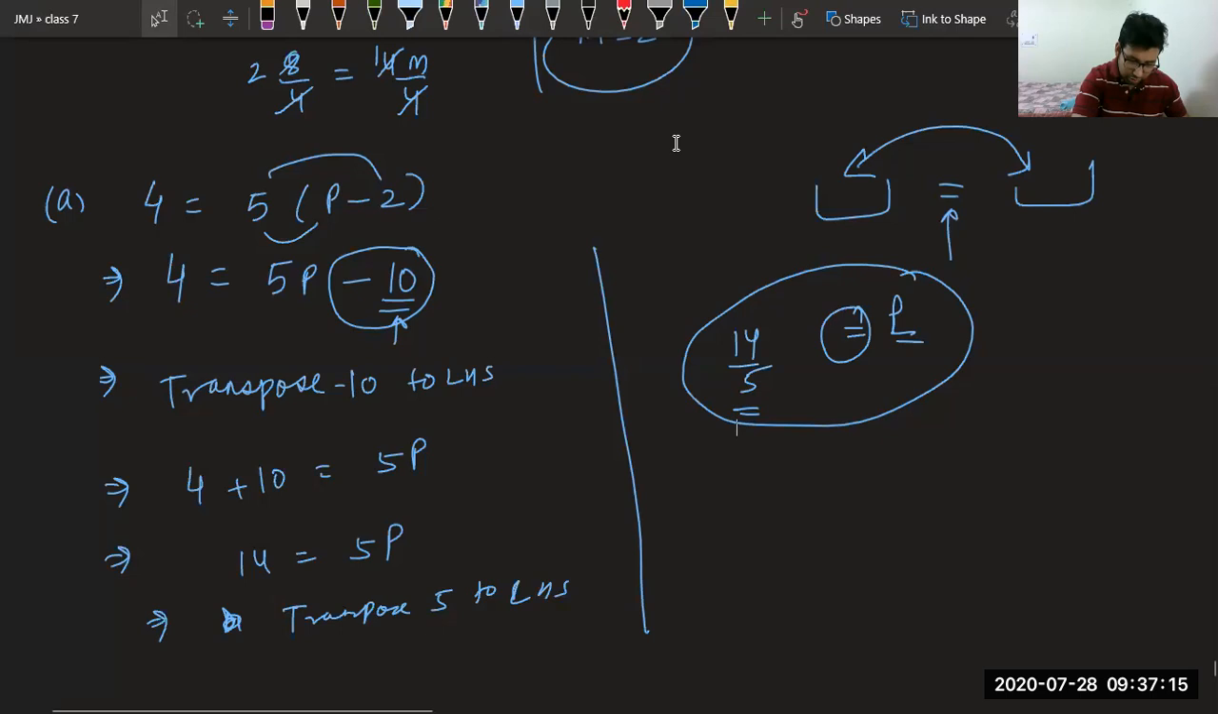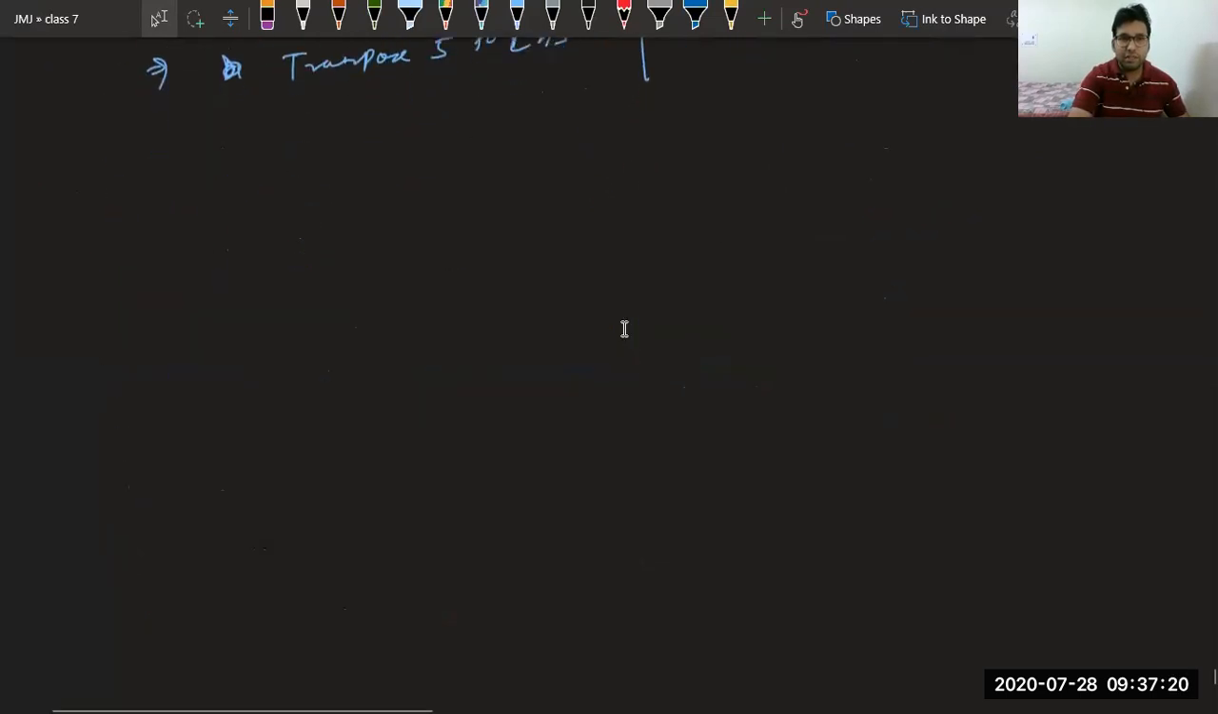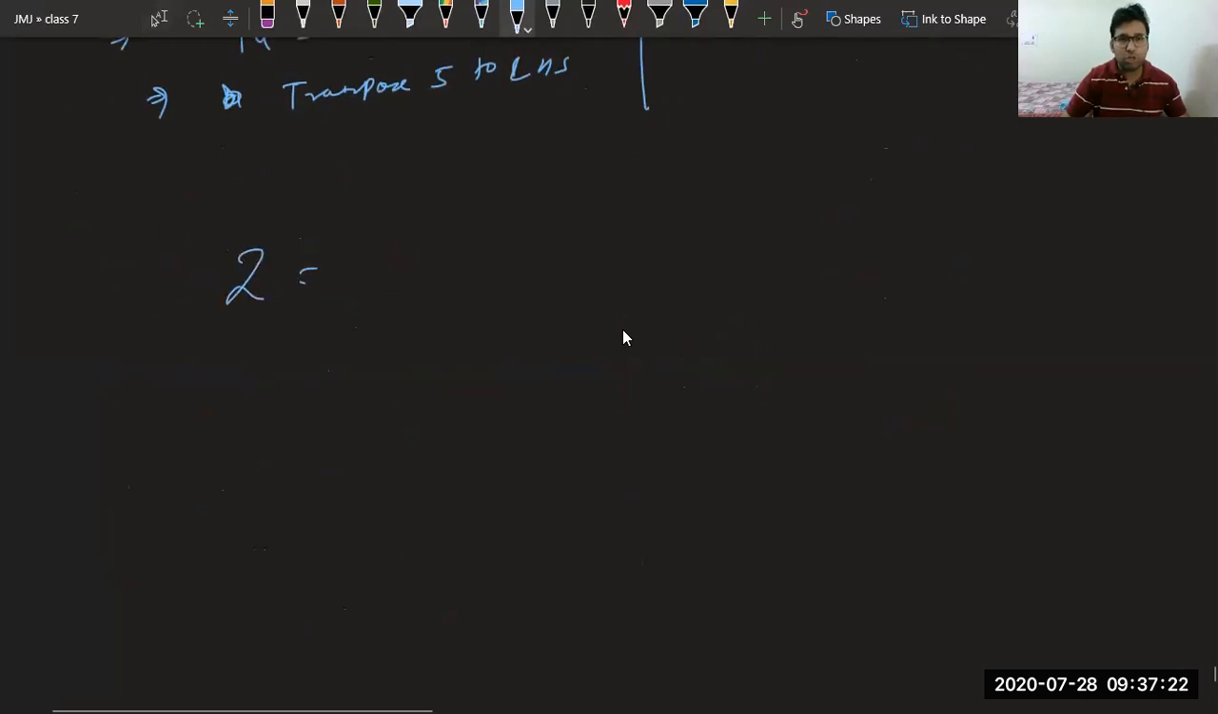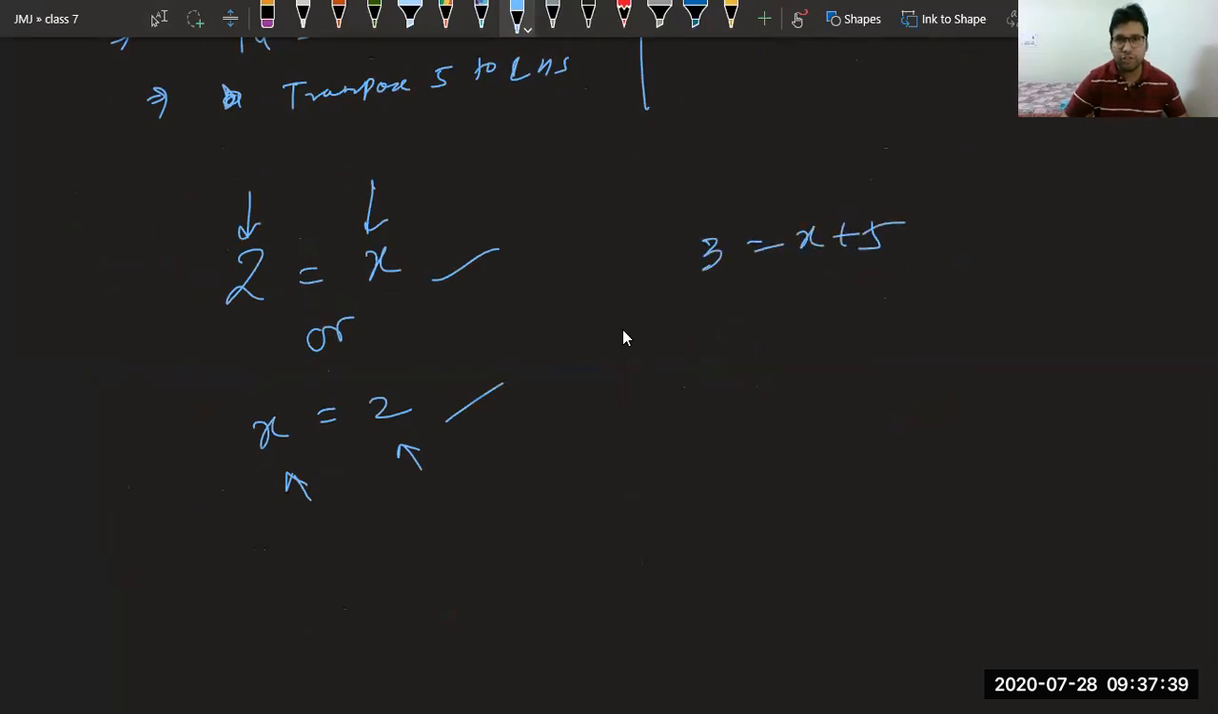Yes, beta, that is also okay, Tushita. See, if I say 2 is equal to, suppose, x, or I say x equal to 2, they are the same thing, because left equal to right, here also they are equal only. So you can write like this also. If the question is 3 equal to x plus 5, you can write like x plus 5 equal to 3. They are the same things. Okay. Sir, can we write 2.8? Yes beta, you can write, no issue.